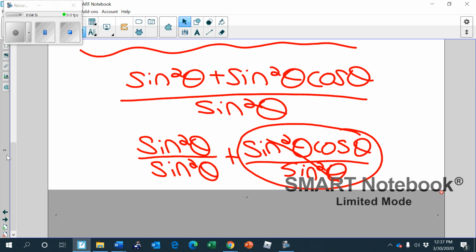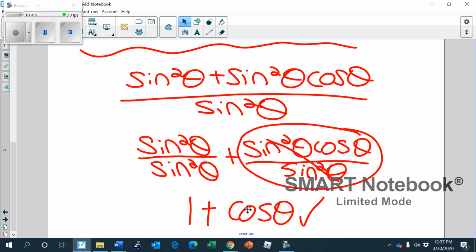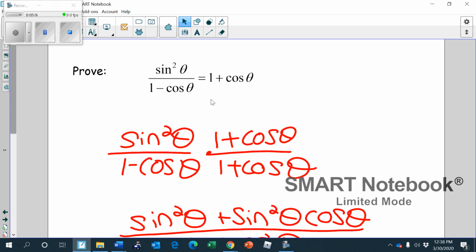Well, what happens here? Look at my sine squared divided by sine squared. Yes, it cancels out, but it doesn't become 0. Be careful with that. It becomes 1 plus, and then sine squared over sine squared cancels each other out, and you're left with cosine. Well, what did I want to prove? 1 plus cosine? Oh, perfect. Look at that, it's 1 plus cosine.